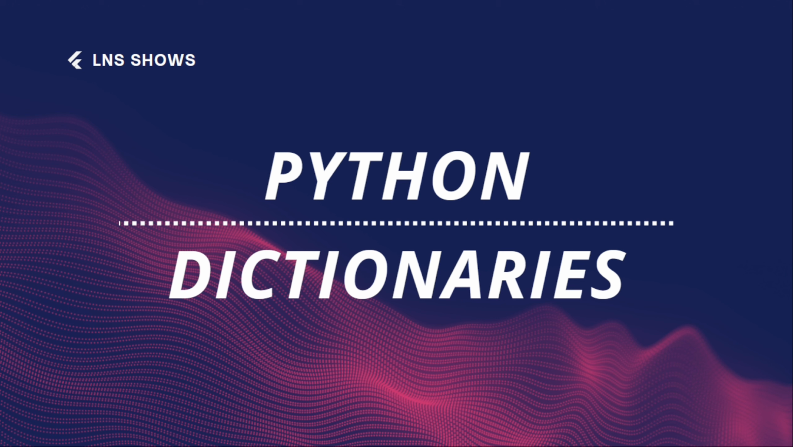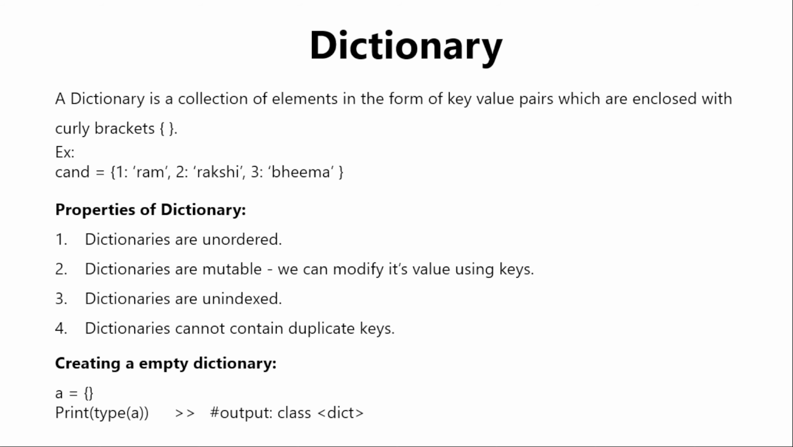In today's session, we will be discussing Python dictionaries. A dictionary is a collection of elements in the form of key value pairs which are enclosed with curly brackets. So the elements will be in the form of key value pairs as shown in the example. So 1 is the key, Rama will be the value for it. So 2 is the key, Rakshi will be the value, and 3 will be the key and Bhima will be the value. Properties of dictionary.